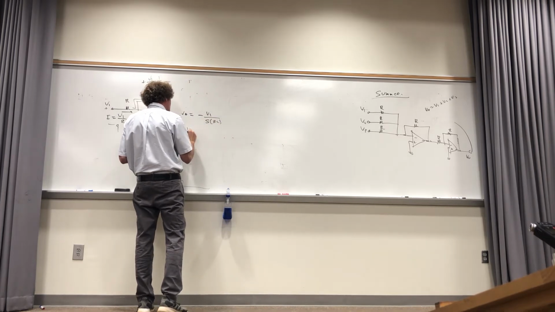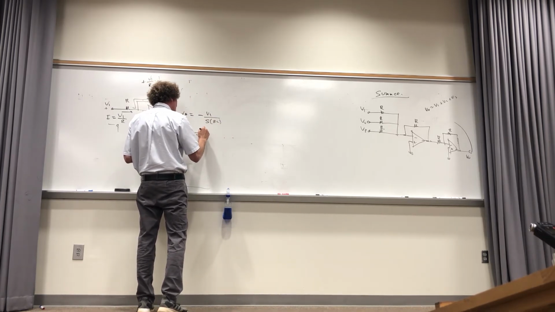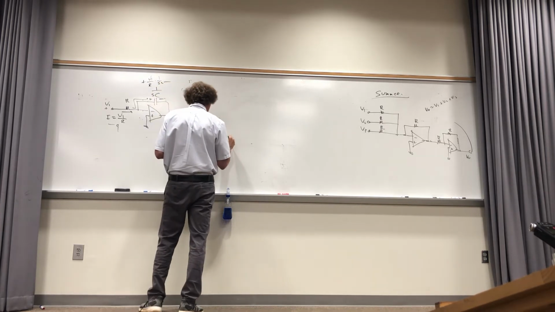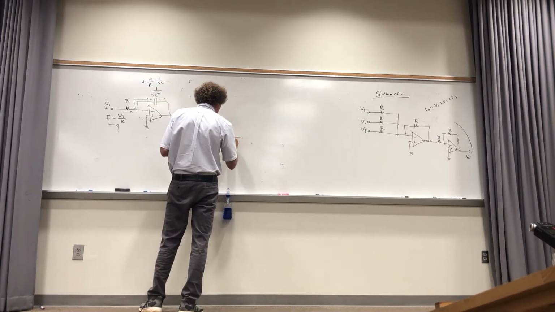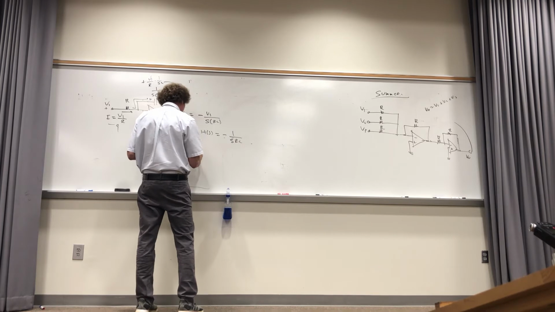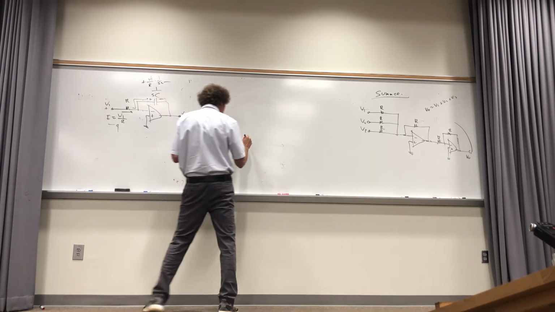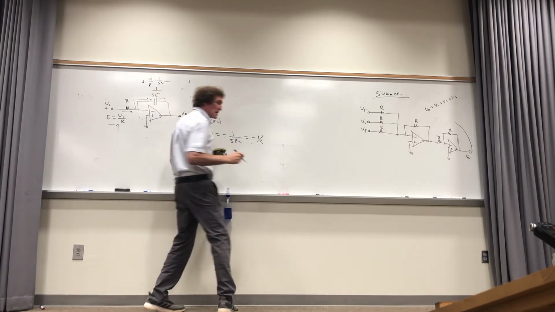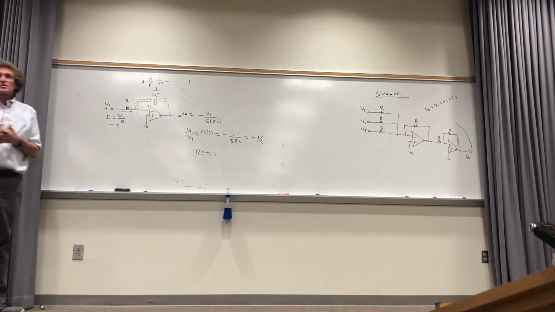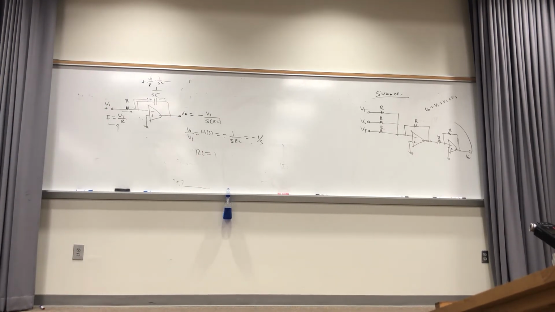Or I have V out over V1 equal the transfer function H of S of the circuit, which is really minus 1 over SRC. Now if I make RC equal to 1, it's minus 1 over S. Is it not, class? That's making RC 1. I'm just showing you a simple block for the 1 over S. Agreed, everyone?